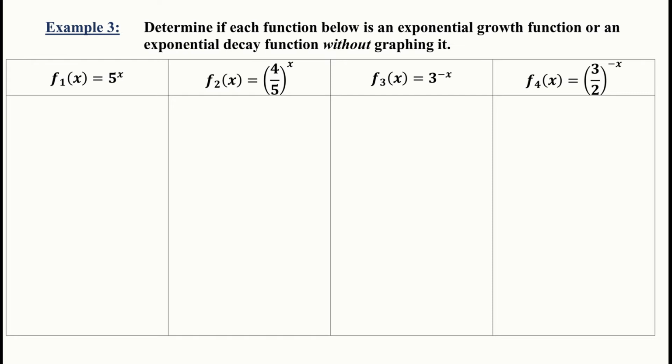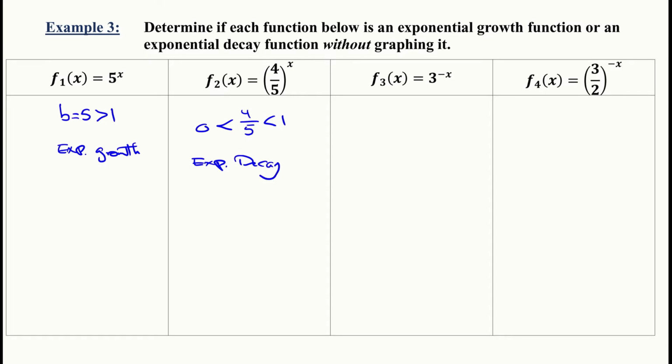All right, for the function f1, we can see that clearly the base is 5, which is certainly greater than 1, and there's no negative exponent to deal with, so therefore this is definitely an exponential growth curve. For the second one, we can see that 4/5, which is the base, falls between 0 and 1. Therefore, this would be an example of an exponential decay.